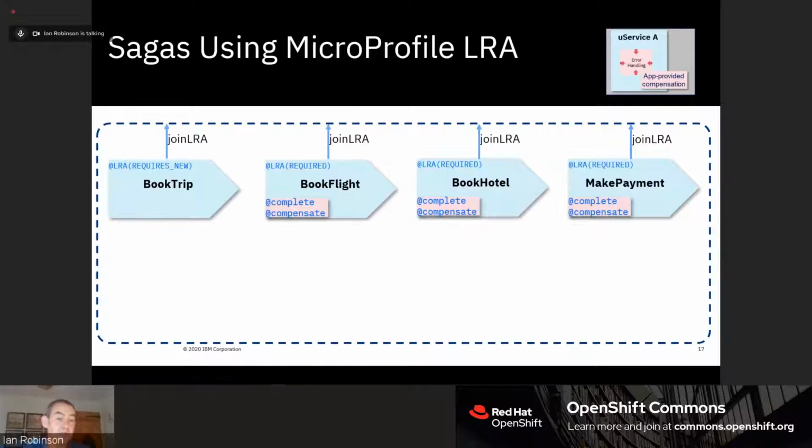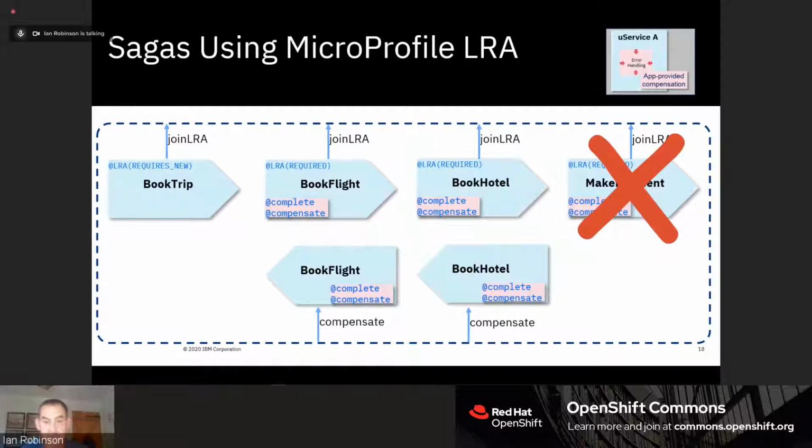requires new LRA annotation. Other microservices that get invoked down the line, and it doesn't matter whether those are invoked through RESTful interactions or through event-based, they are annotated with an LRA required annotation, so they'll join an existing long-running transaction, and each one of those microservices provides methods annotated as complete and compensate.